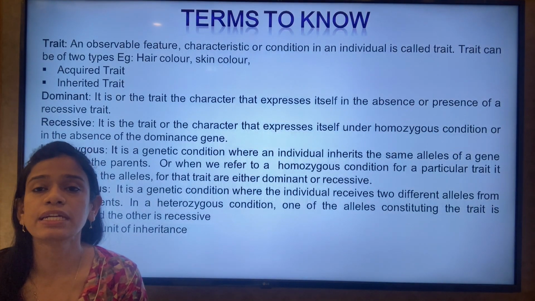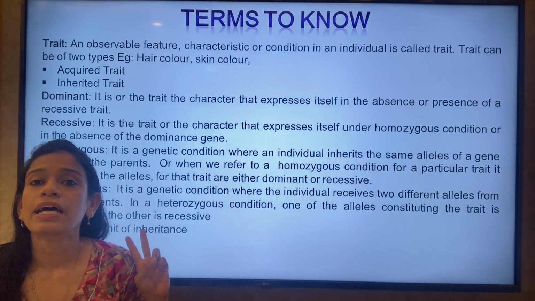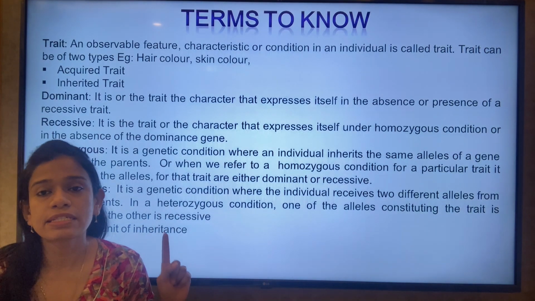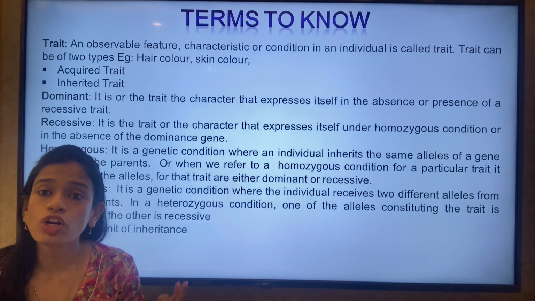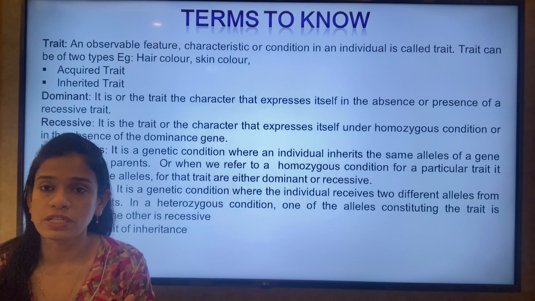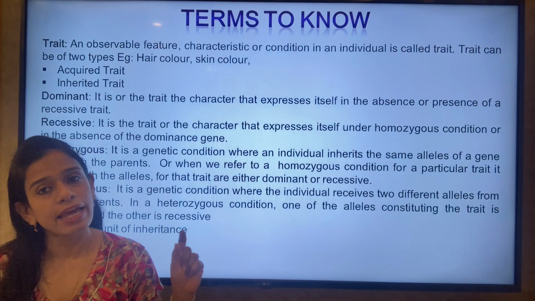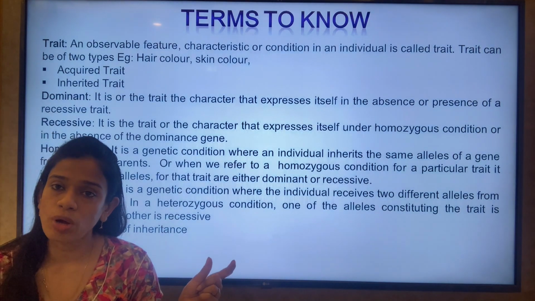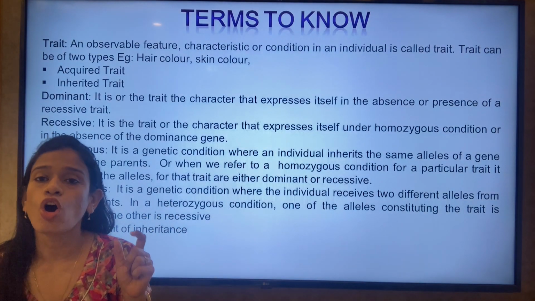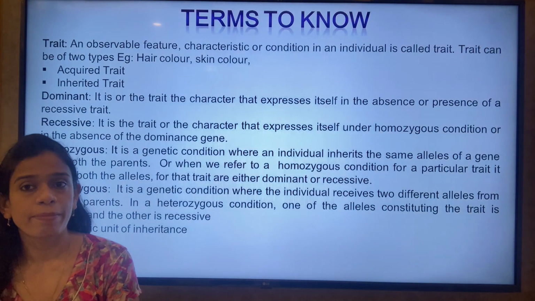See, hetero means it is different. Two different alleles are present for the same trait. Like capital T is the allele for tallness, whereas small t is the allele for dwarfness. So when capital T and small t both are present together, it is in the heterozygous condition. That is, one is dominant and the other is recessive. Whereas if it is capital T capital T or small t small t, it is known as the homozygous condition, because both the alleles are same.